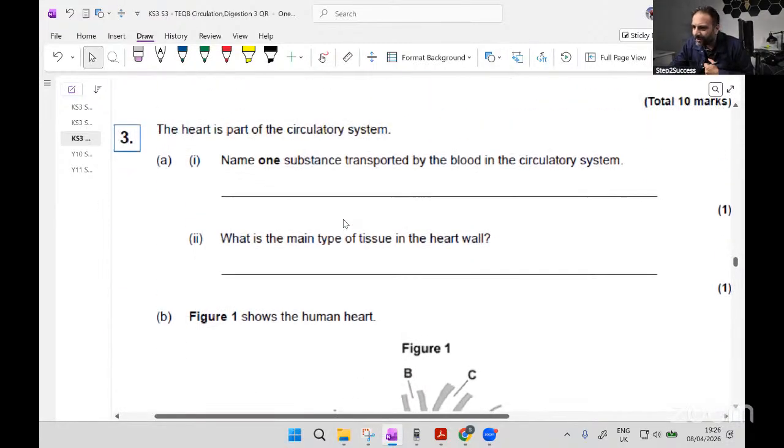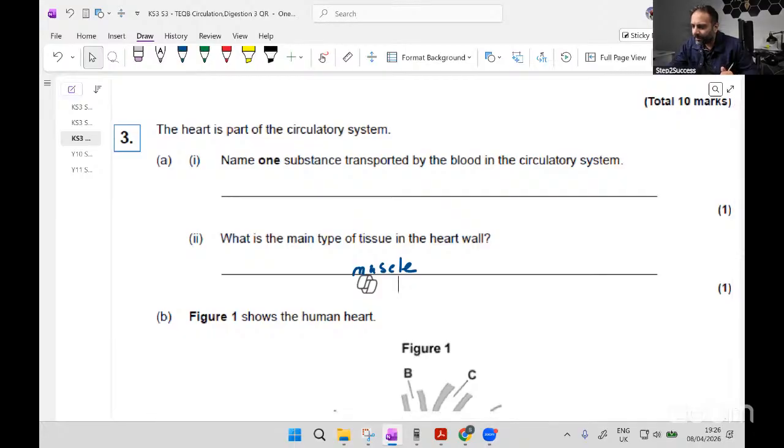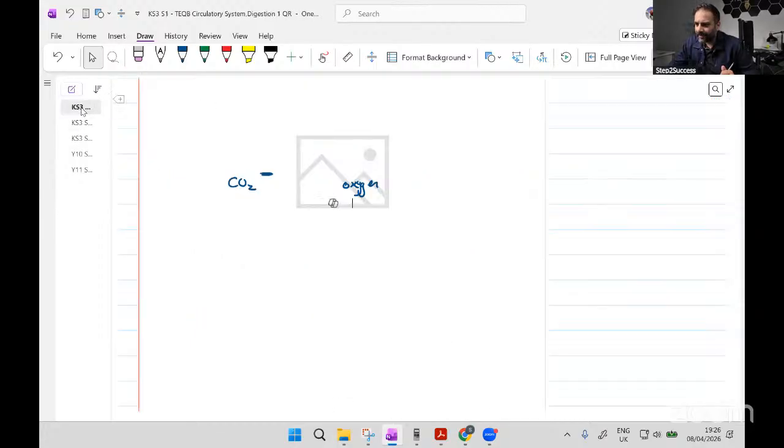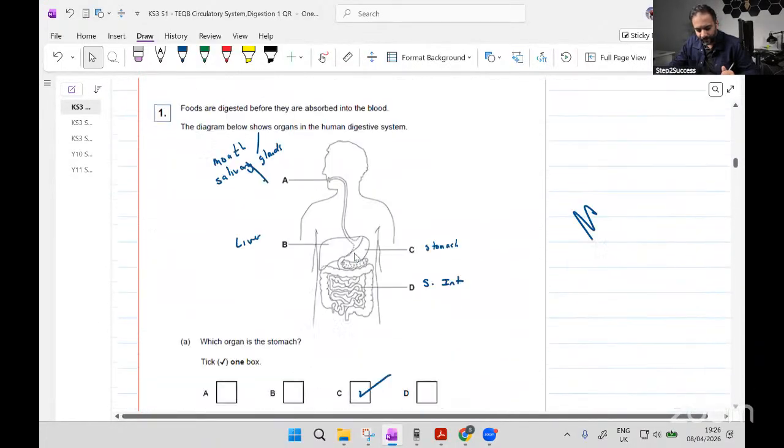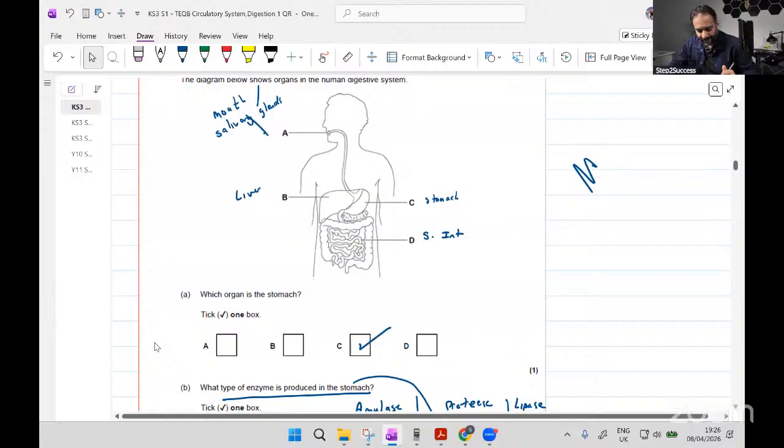3A, 2. What is the main tissue in the heart wall? It's called muscle. It is a muscle. The heart is just a muscle. Okay, right. I'm just going to revert back quickly to, oh, I did question one. Right, I'll show you the answers quickly to question one in booklet one. So you've just arrived a little bit later. But in question one in booklet one, we said that the stomach is organ C.